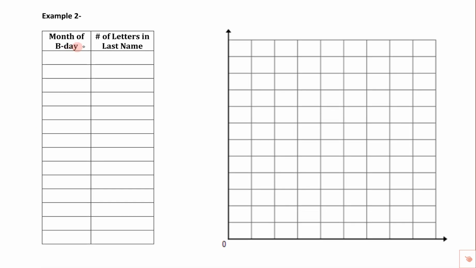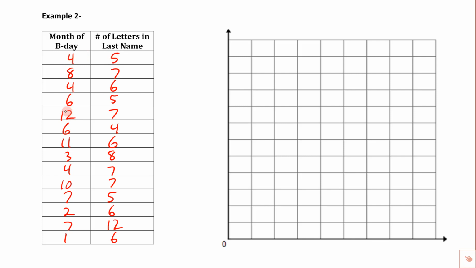This is the month of your birthday, and this is the number of letters in your last name. So let's go ahead and do that. I'm going to write down some data here that I collected, and I'll be back in just a second. So I've got the data down here. All of the information is organized right in this little chart right here. So let's take a look. This person would have been born in the 4th month, and they have 5 letters in their last name. So they would have been born in April and 5 letters in their last name.